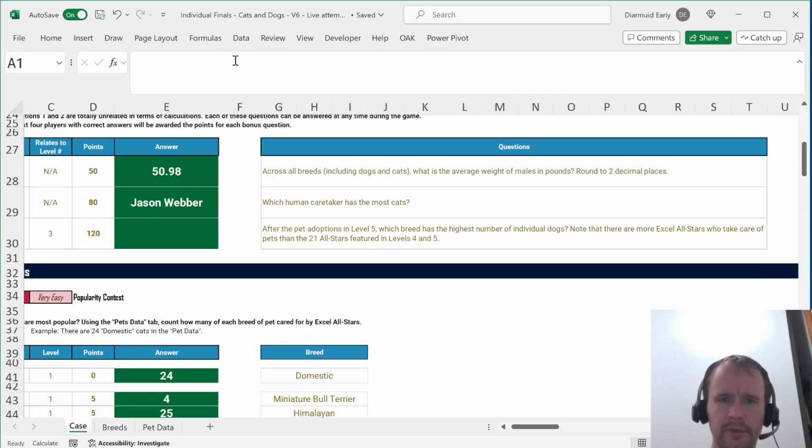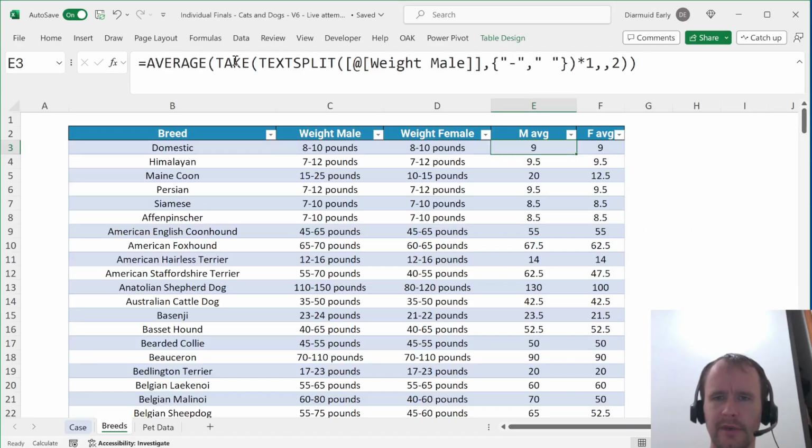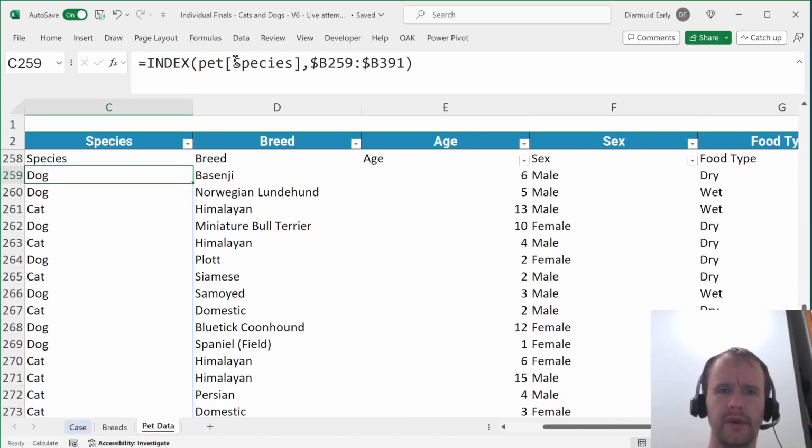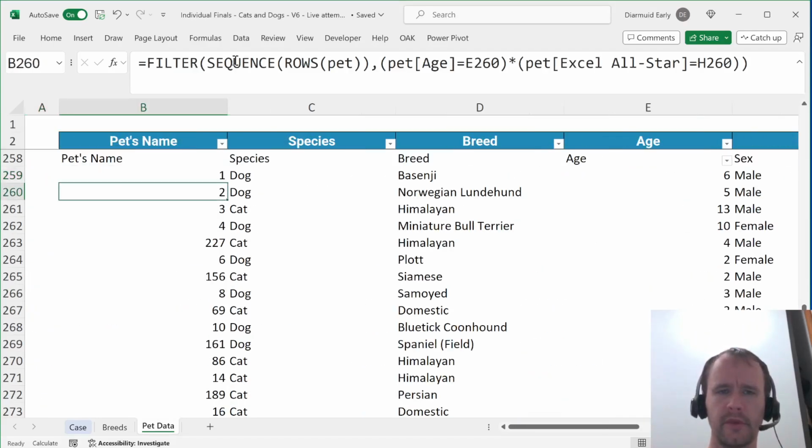Right. What is the question? Highest number of individual dogs. Which breed has the highest number of individual dogs? Okay. I think I can answer that part now, actually. So let's just answer that part now.